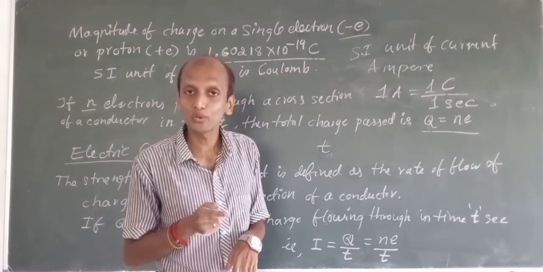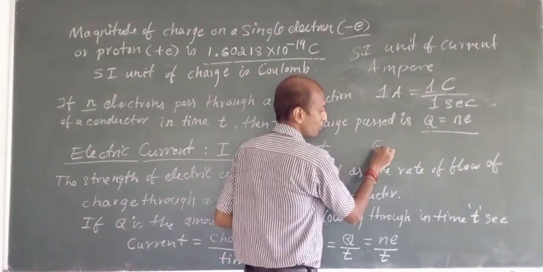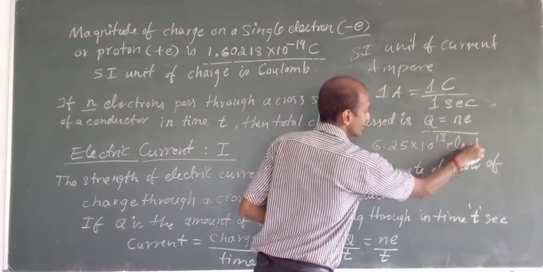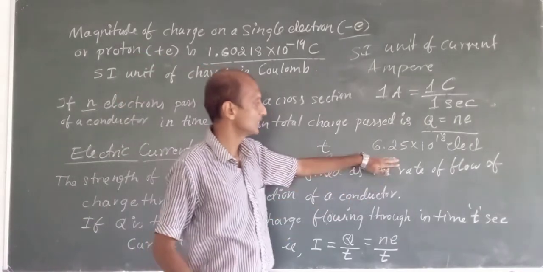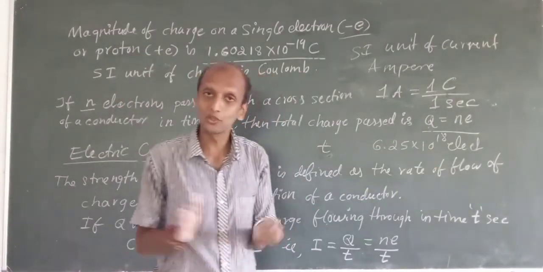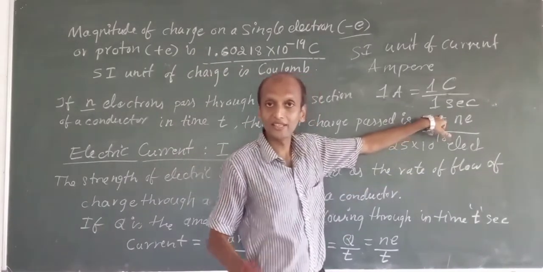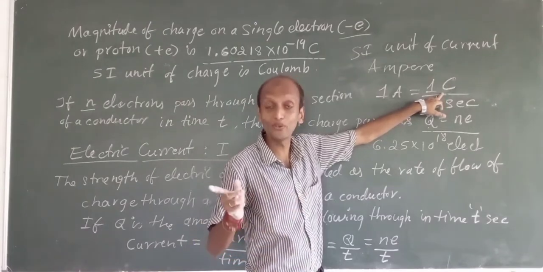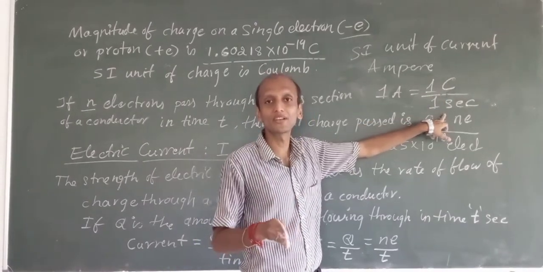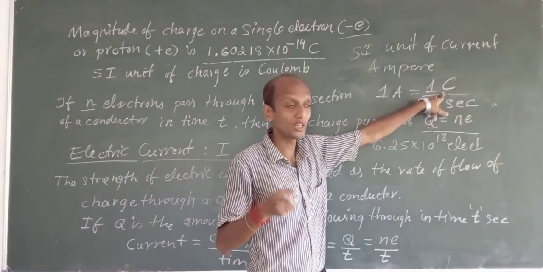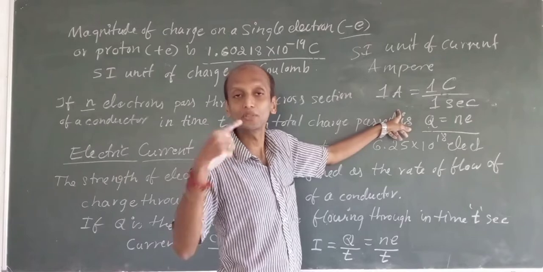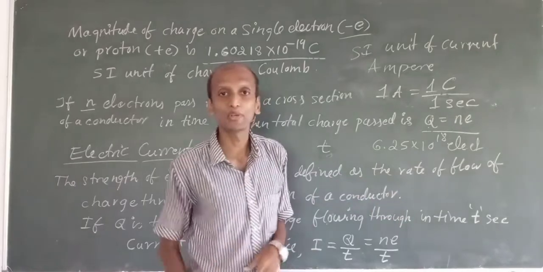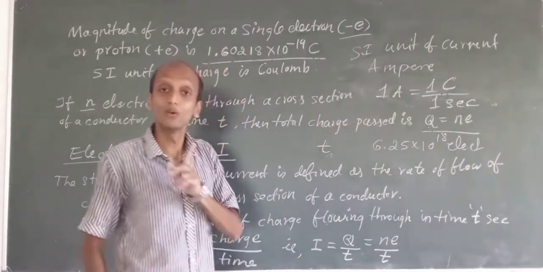What is 1 coulomb? 1 coulomb is nothing but 6.25 into 10 power 18 electrons, isn't it? So 6.25 into 10 power 18 electrons should flow in 1 second through a cross section area of a conductor. Then I can say the charge flowing through that cross section of a conductor in 1 second is 1 coulomb. Using a meter, I can measure 1 ampere of current. So this is how I define 1 ampere of current.